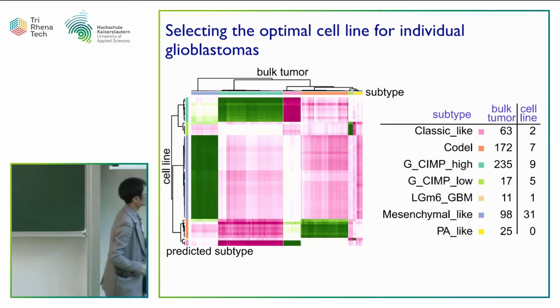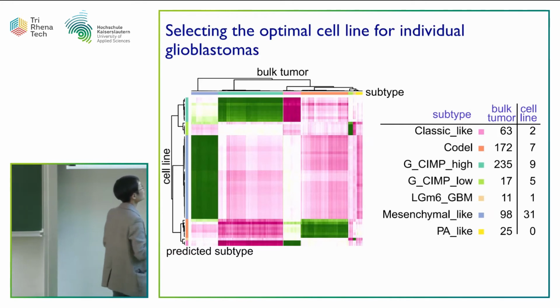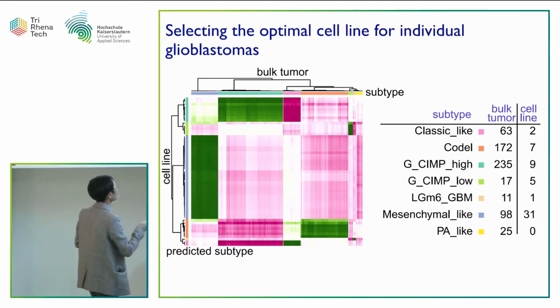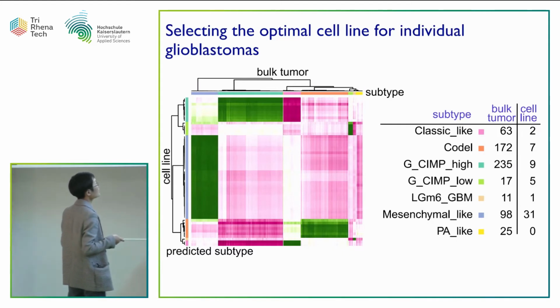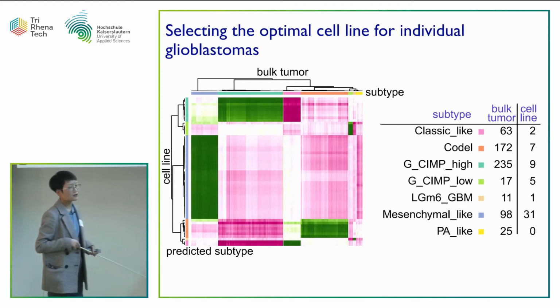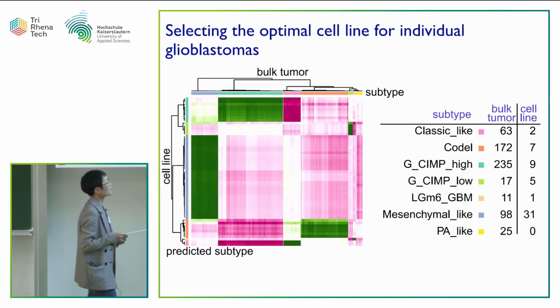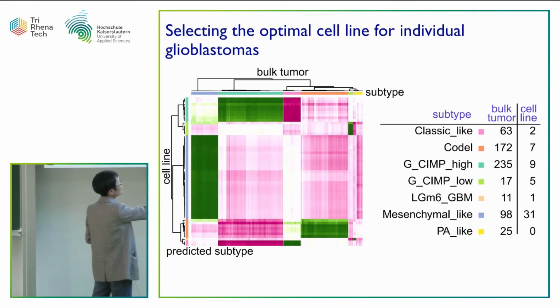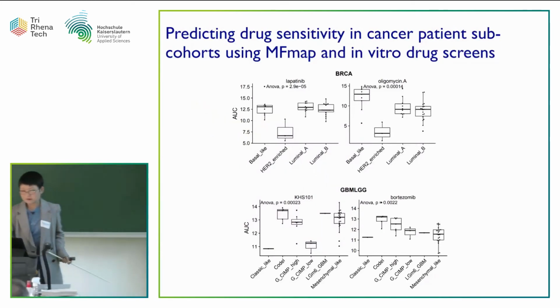Another usage of MFmap is that, for example, for the PA-like subtype of glioblastoma, there are no cell lines available now. So this will guide us in the future: maybe we need to put more effort into developing a cell line that is highly similar to the PA-like subtype.